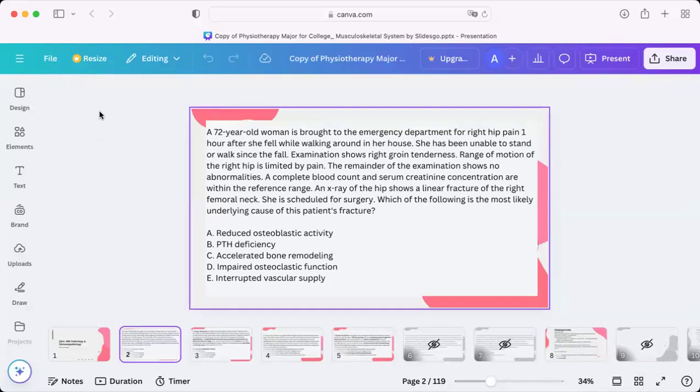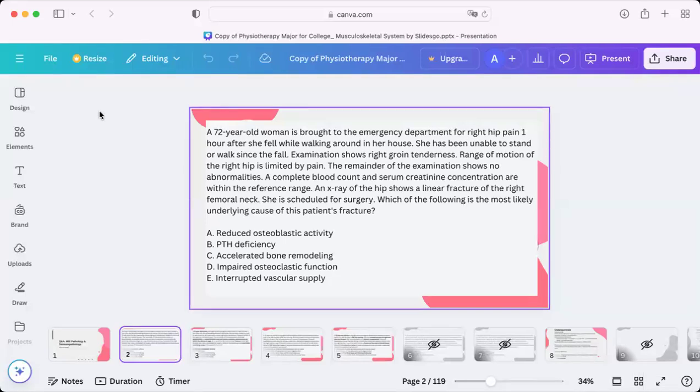I'll just continue to read. So we have a 72-year-old woman brought to the emergency room for right hip pain 1 hour after she fell while walking around in her house. She has been unable to stand or walk since the fall. Examination shows right groin tenderness. Range of motion on the right hip is limited by pain. The remainder of the examination shows no abnormalities. Acute blood count and serum creatinine concentration are within reference range. An X-ray of the hip shows a linear fracture of the right femoral neck. She's scheduled for surgery. Which of the following is most likely the underlying cause of the patient's fracture?